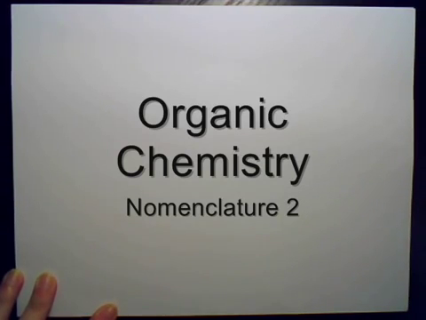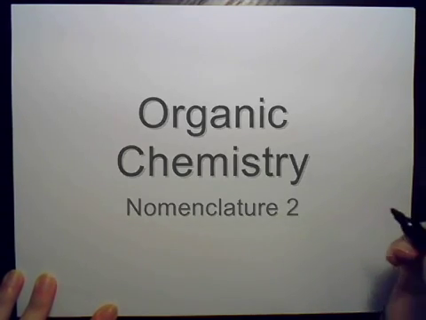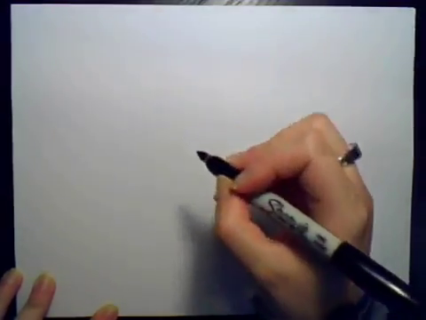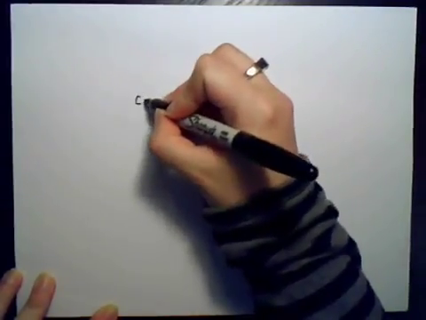Alright, so we've already covered how to name basic alkanes like butane, methane, propane, and ethane. But what happens when they have extra substituents attached to them? Now remember, it's those substituents that are attached to the original carbon chain that make the molecule reactive. So what kind of a name would we give to these molecules? So let me draw a carbon molecule for you.